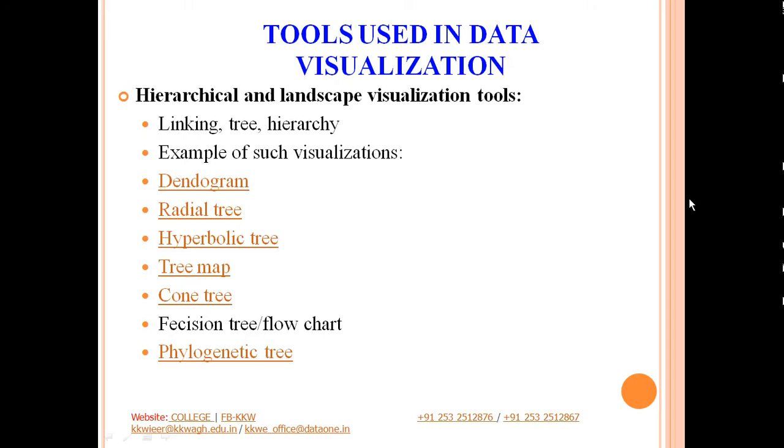In this particular category of tools, we are going to discuss hierarchical and landscape visualization tools. As the name tells you, hierarchical means it deals with hierarchy. So we are basically dealing with linking, trees, hierarchies and so on and so forth. So what are the examples of such kind of tools? The first example is Dendrogram. Let's see how it looks.